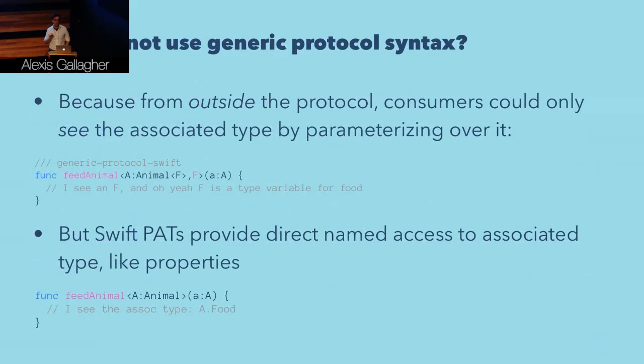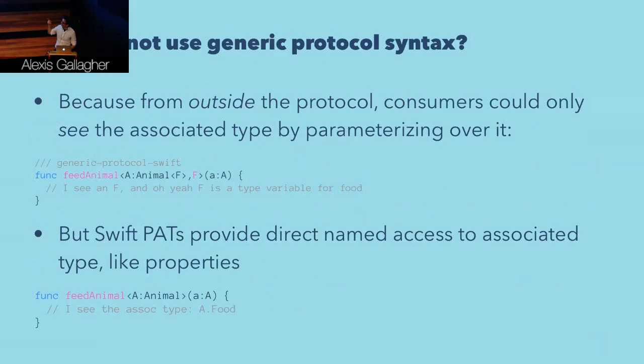And this part's a bit subtle, but I think the answer has to do with the way that the type alias style definition of an associated type, as opposed to the generic parameter style definition, exposes that type. From the outside of the protocol, let's say we did have generic protocols in this way, and you were consuming it. The only way you could sort of see the associated type in order to declare constraints on it or do other things with it is by parameterizing over it, right?